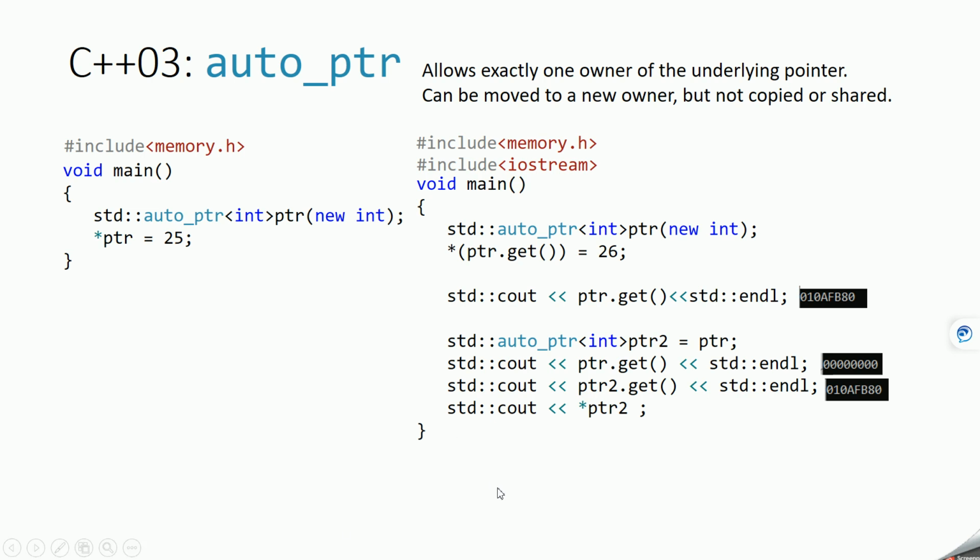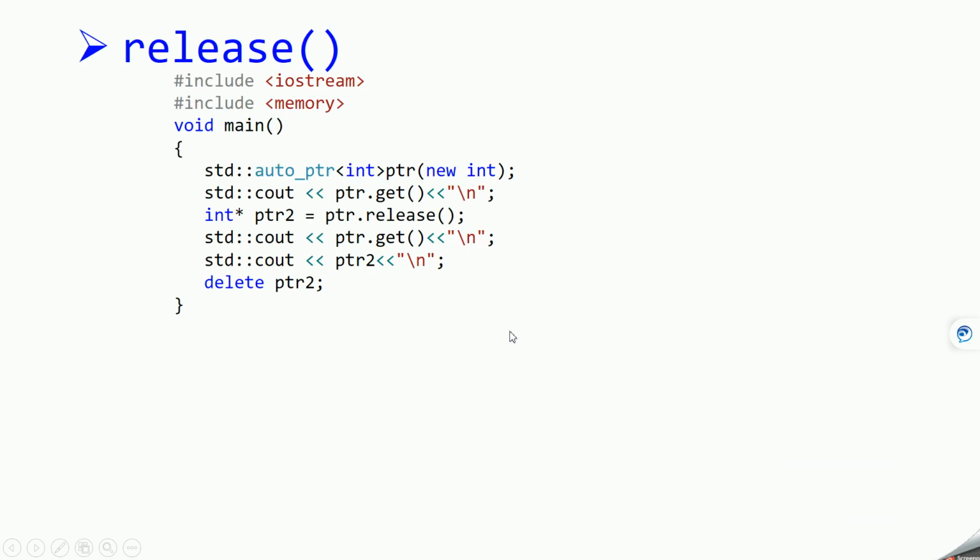Okay, now let's see some of the functions of auto pointer. Okay, so at this line of code, it will give you output which is the value of the memory location. Okay, and the final output will be like this. And here we'll see the release function of this auto_ptr.